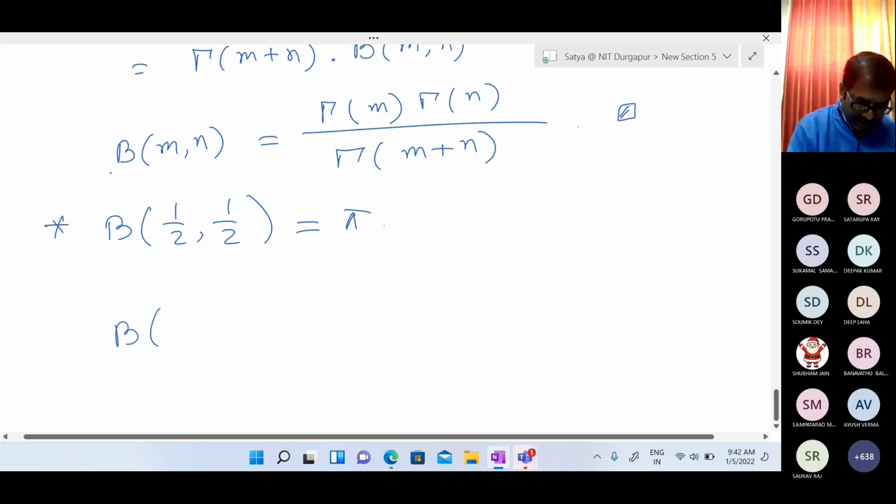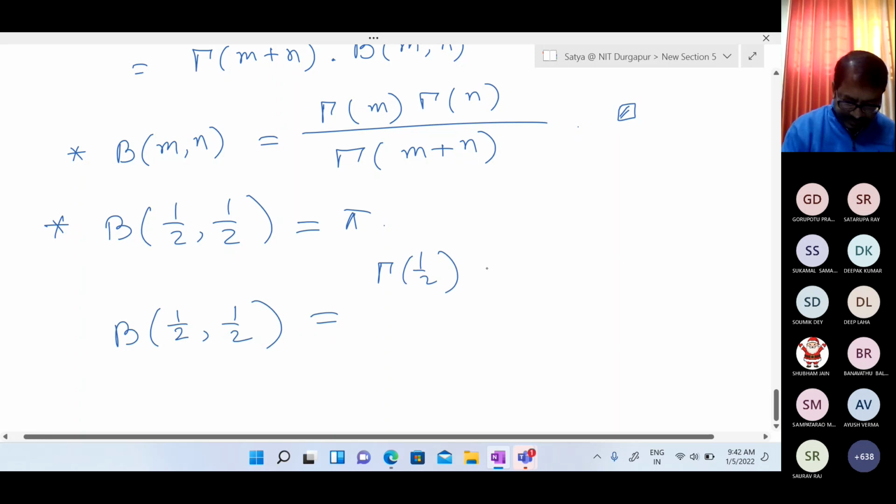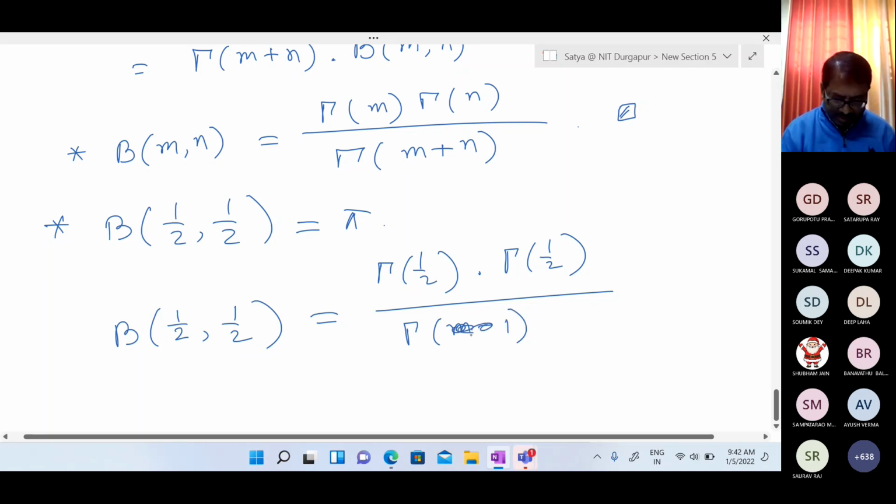Putting in this final proof m equal to half, n equal to half, the right side we are getting is gamma half into gamma half over gamma of half plus half, that means gamma 1. So gamma 1 equals 1, as we proved a few minutes back. So finally what are we getting?